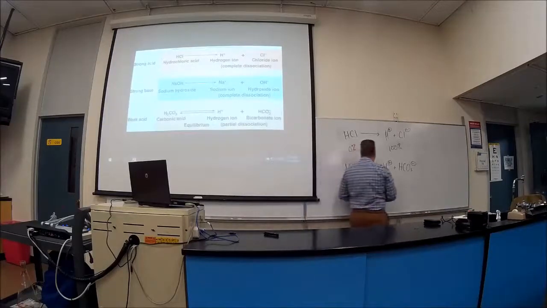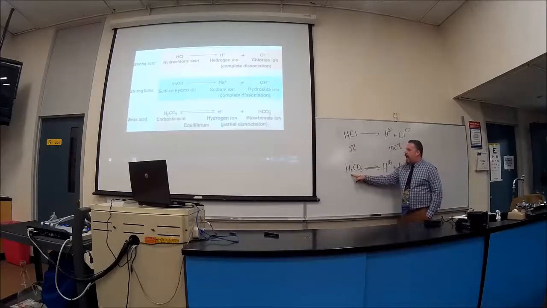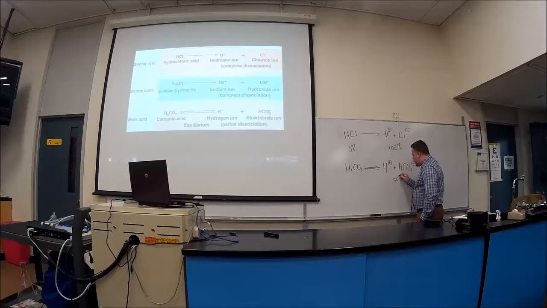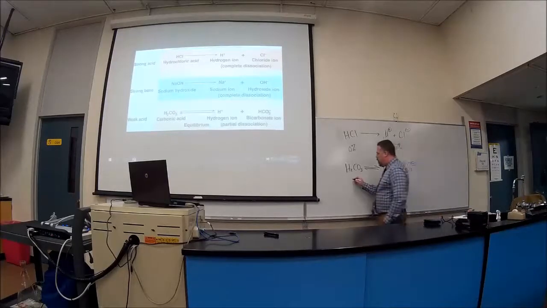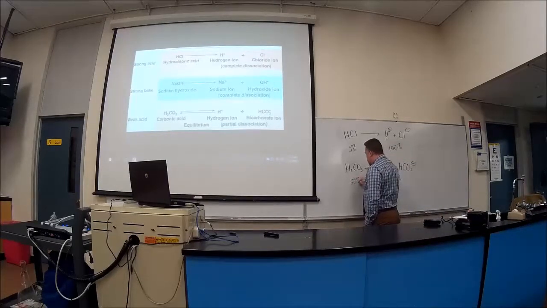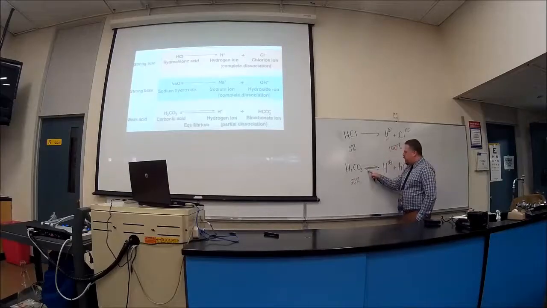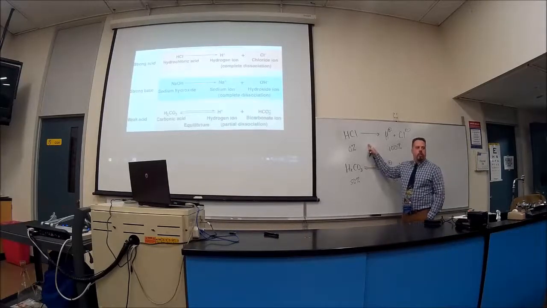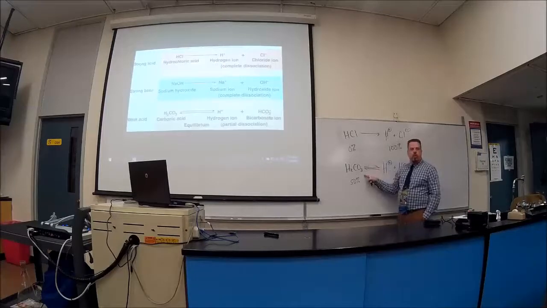But what happens in this case is that carbonic acid will partially dissociate. You're only going to get 50% of this, but you'll get 50% that stays in this area here. And that's because this yield sign goes both ways. It's reversible. That's not reversible. This is a strong acid, this is a weak acid.